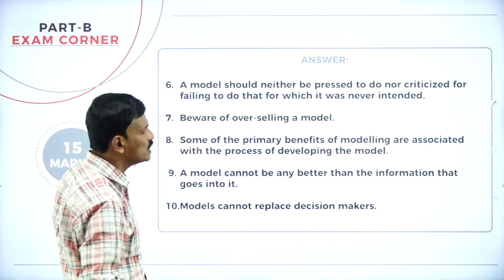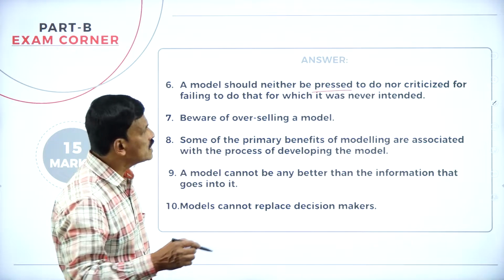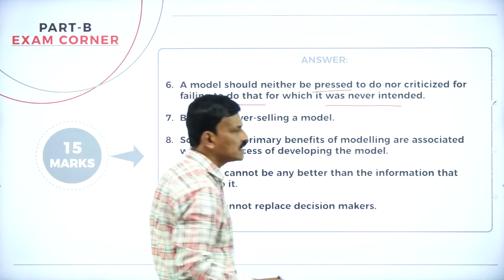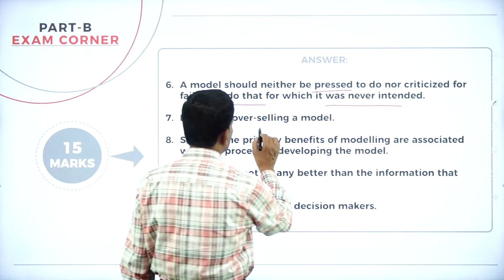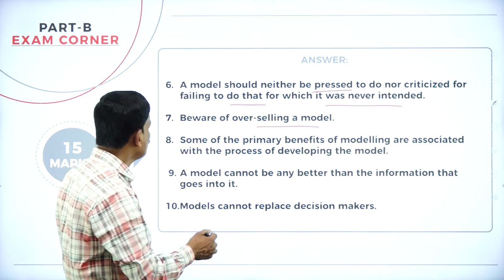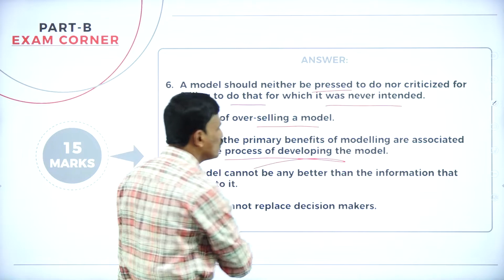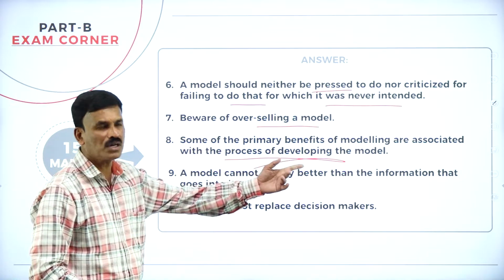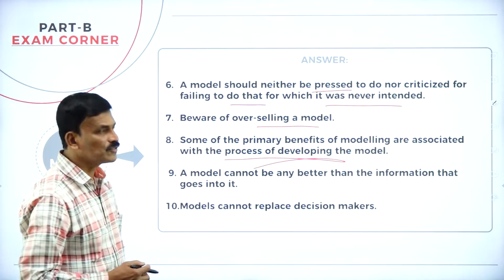Now the next 6th point is a model should neither be pressed too far, and do not be criticized for failing to do that for which it was never intended. Should not be criticized. And beware of overselling a model. So we should beware of overselling a model. And some of the primary benefits of the modeling are associated with the process of developing the model. So some of the important primary benefits of modeling are associated with the process of developing the model.